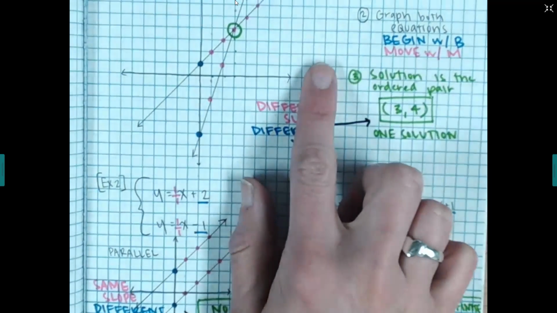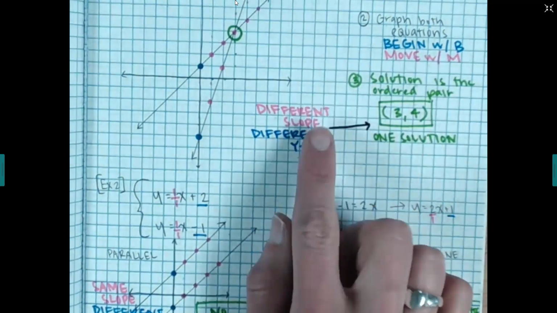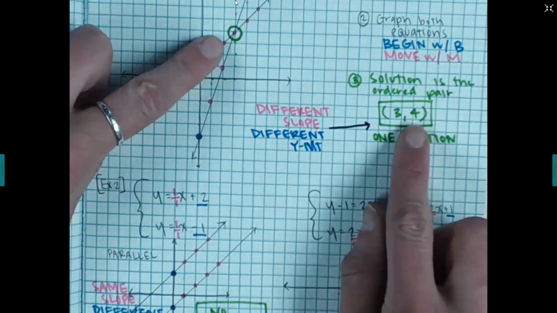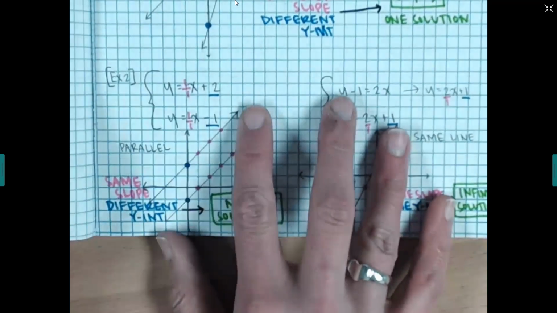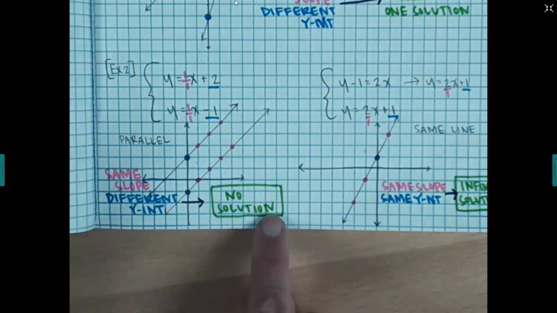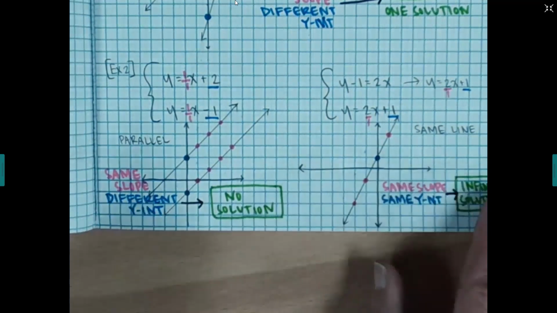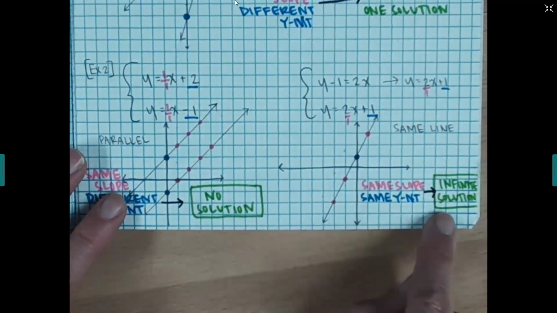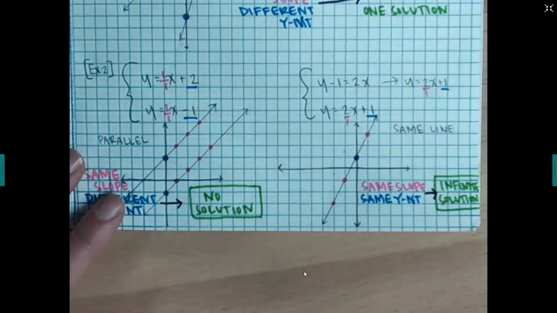So now we know when we have one solution, different slope, different y-intercept, we're looking for where they intersect to get one ordered pair. If we have parallel lines that have the same slope, different y-intercept, those will never intersect and therefore there's no solution. And if we have the same line that has the same slope and the same y-intercept, we have infinitely many solutions.